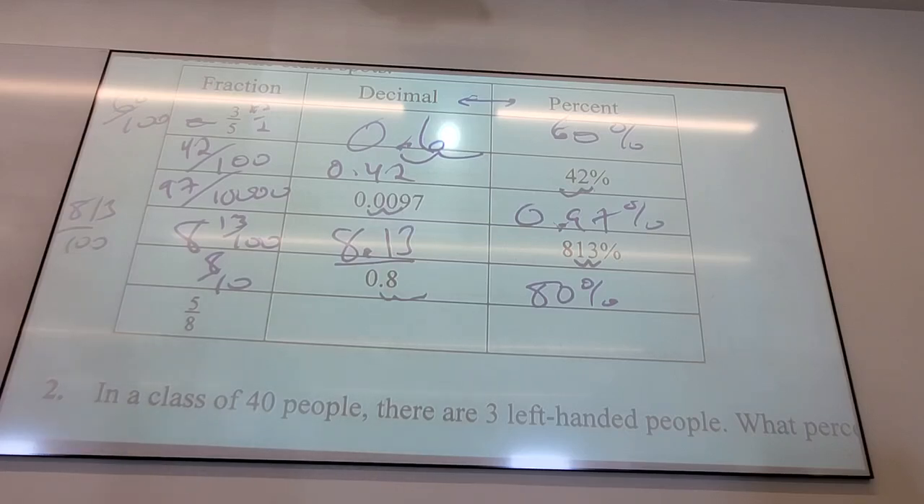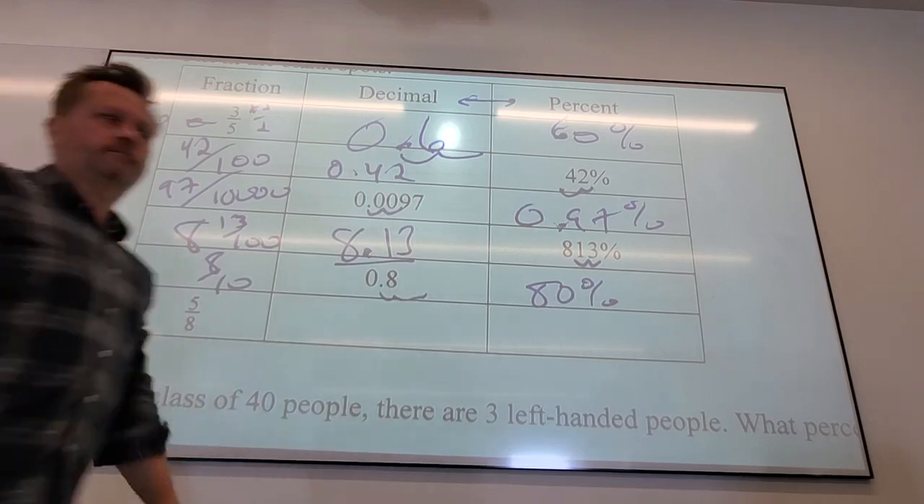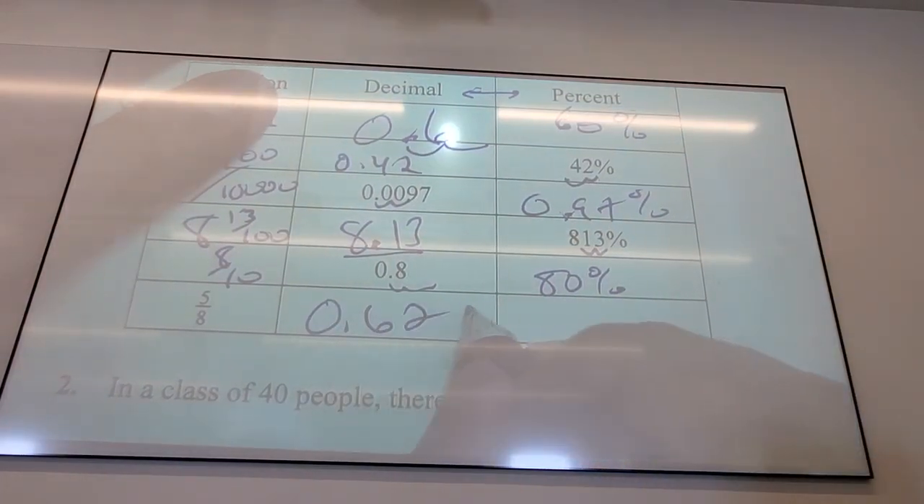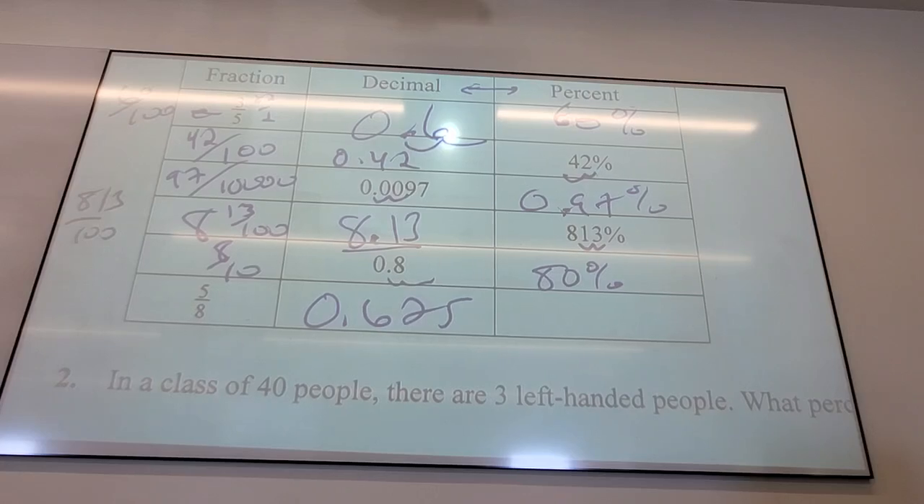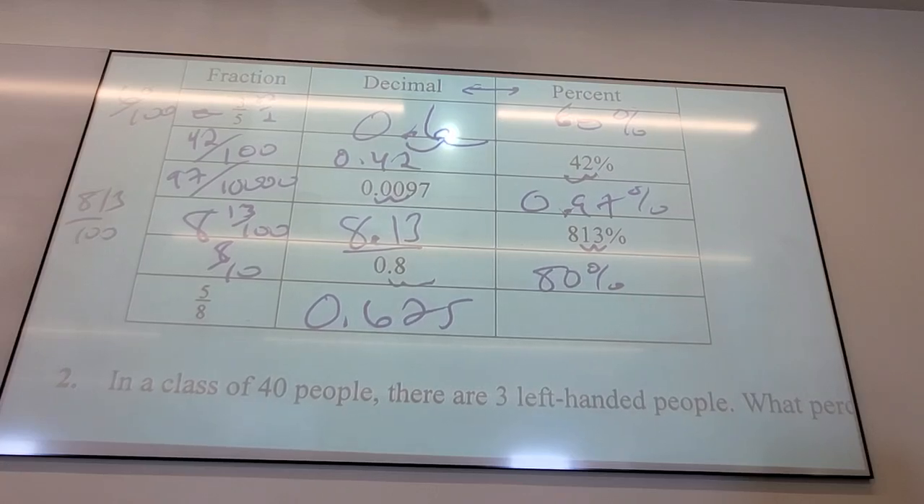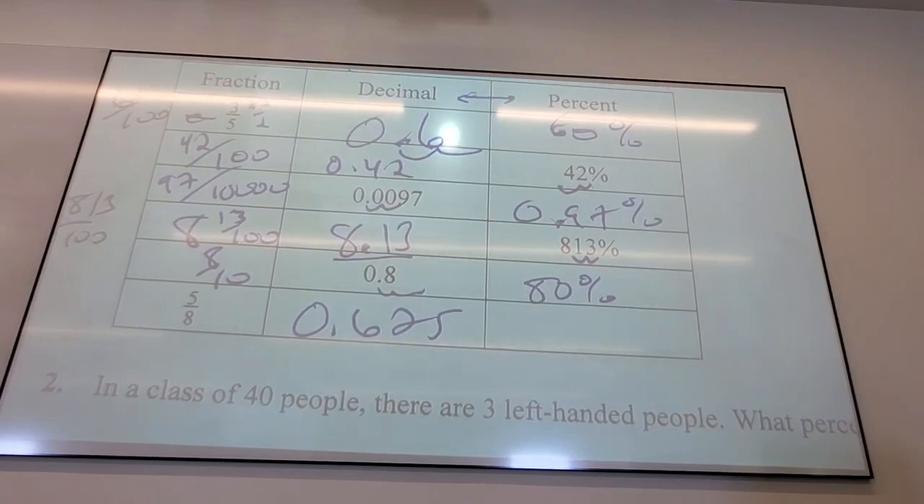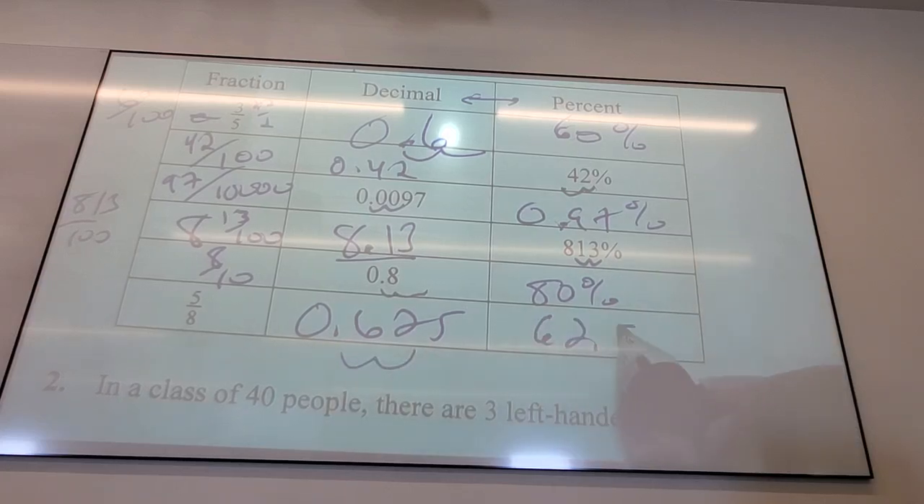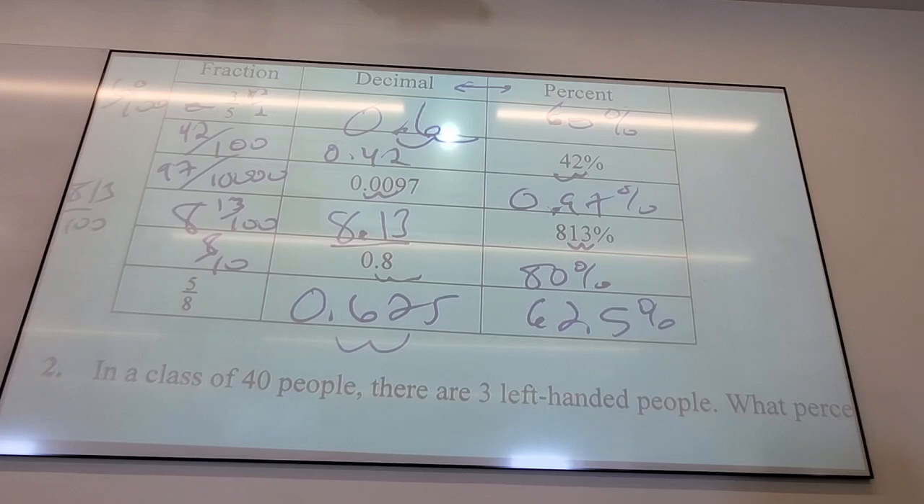4/8 is what? What's 4/8? 0.5. And 1/8 is 0.125. So what's 5/8? 0.5 plus 0.125, so 0.625. Or you just long divide, or you can chug it on in your calculator. Okay. And then percentage, that would just be 62.5%. I like it.